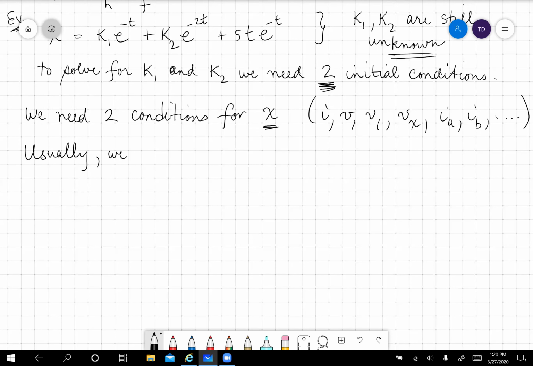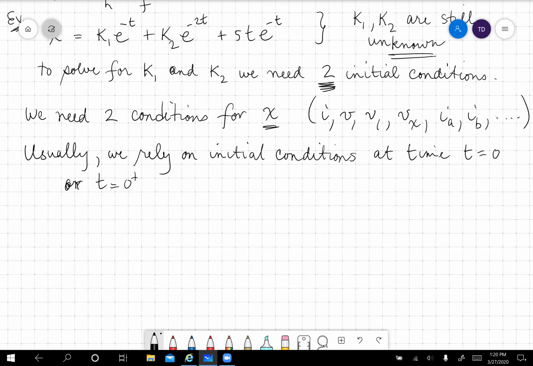Usually we rely on initial conditions at time t equals 0 or 0 plus, depending if there's a switch in the circuit or not. A lot of these circuits are so hard, we don't even put switches in there because you'll have 90,000 things that you have to work on in one circuit. We're going to do one circuit problem, we might start it today, and man, it is going to be a nightmare, all the work that needs to be done. So if there's a switch, we use 0 plus. If there's no switch, we'll use t equals 0.